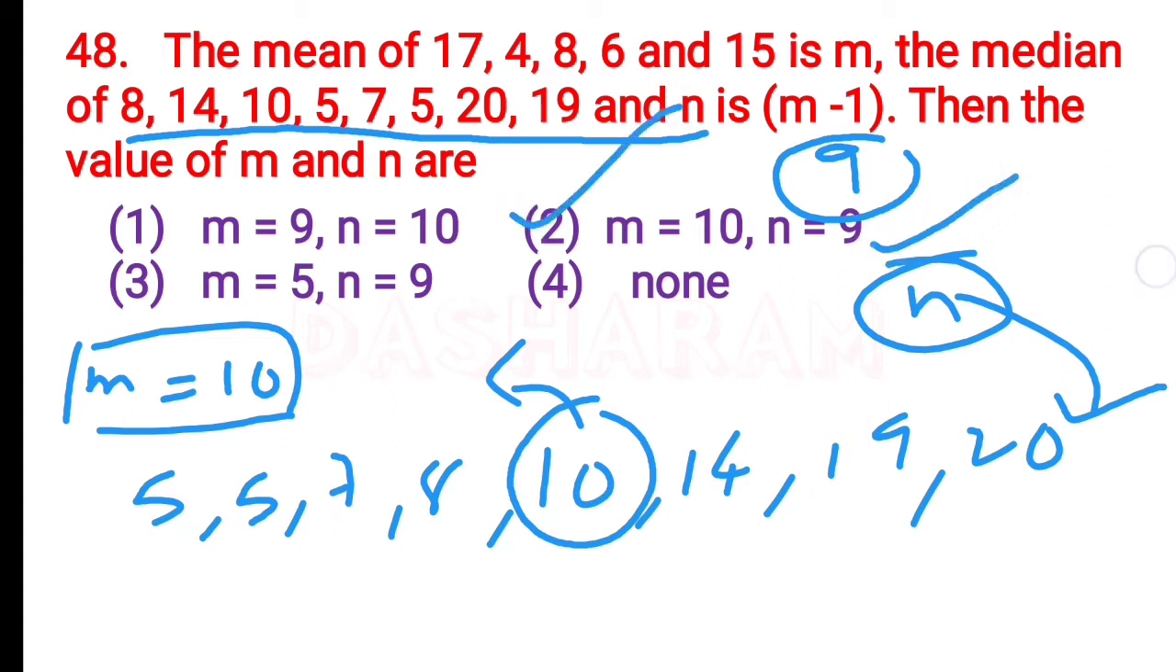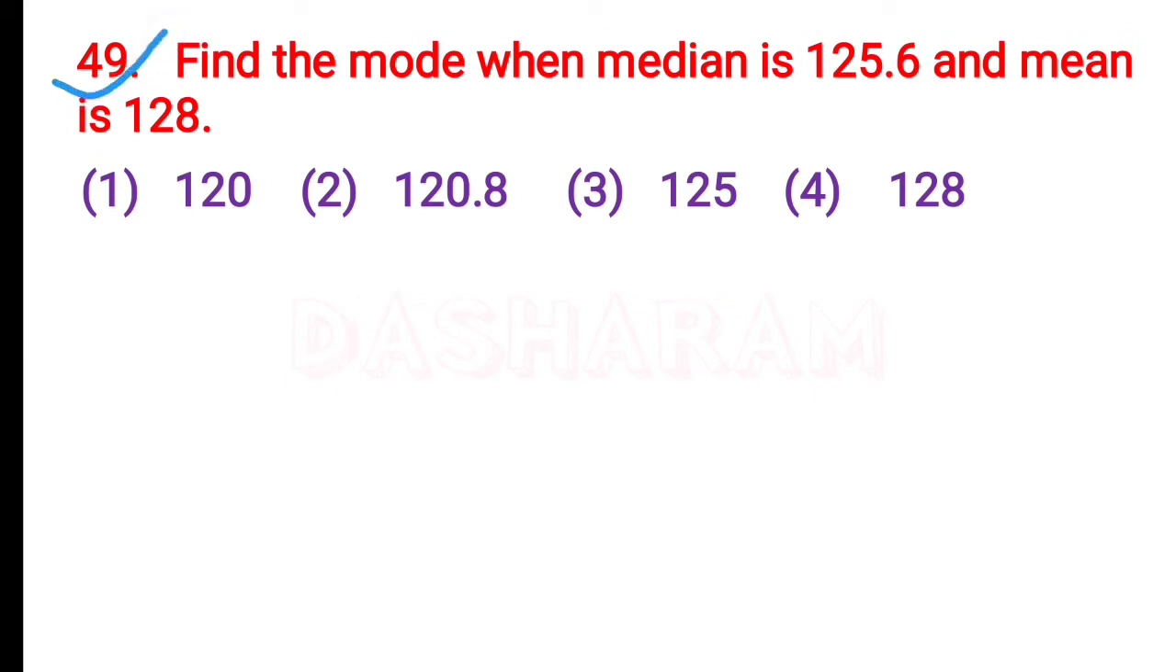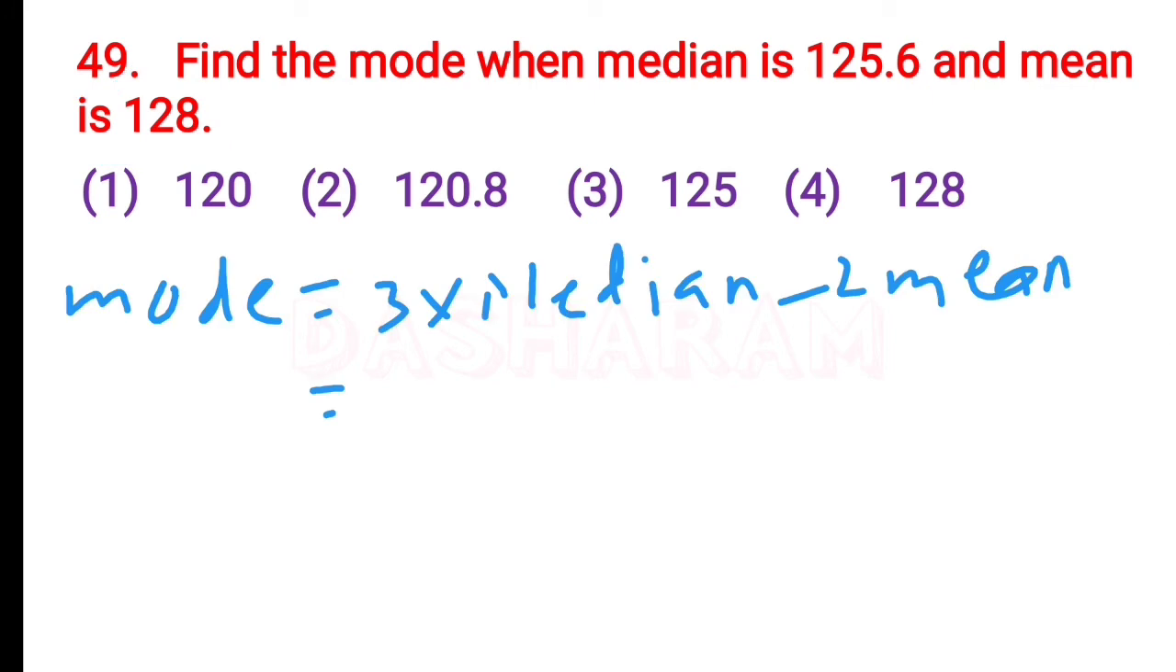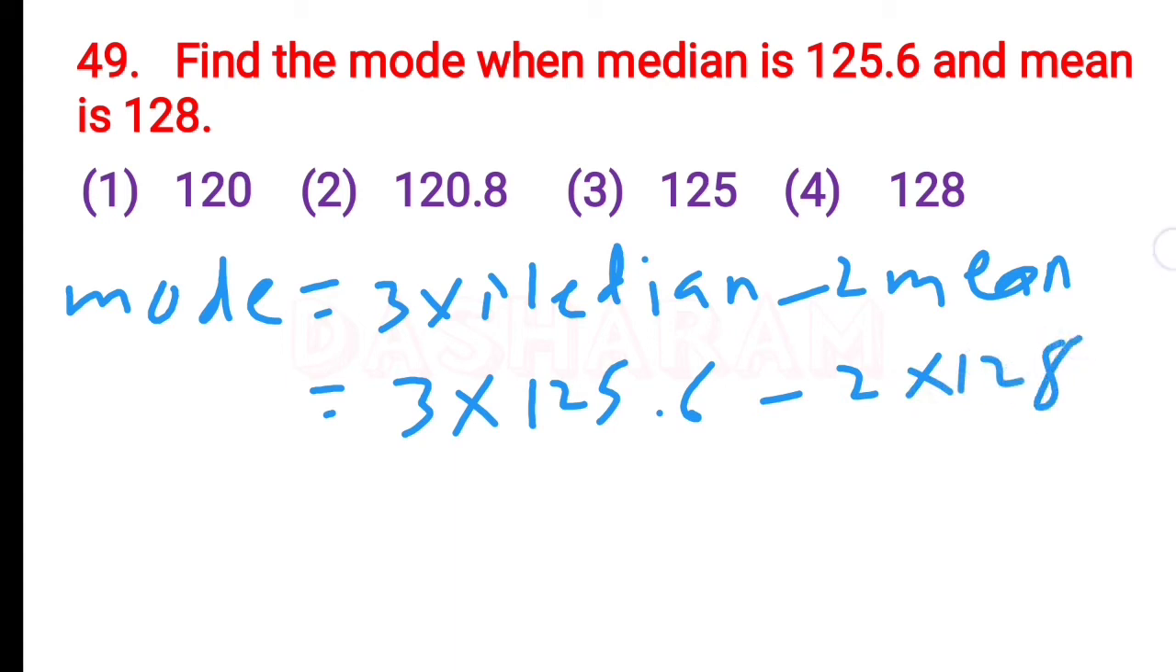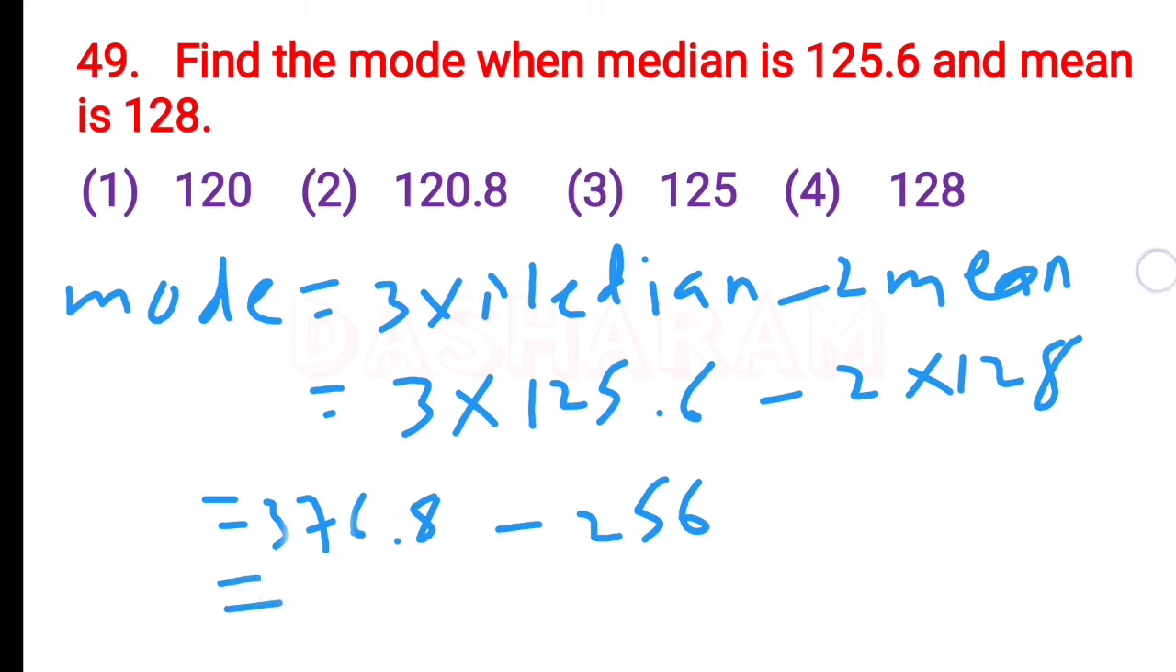Option 2 is correct. Next, question 49: find the mode when the median is 125.6 and the mean is 128. To find the mode, we have a relation between these three: mean, median and mode. So 3 into median 125.6 minus 2 into mean, that is 128. 376.8 minus 256 equals 120.8. So option 2 is correct.